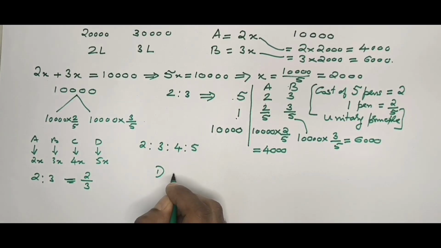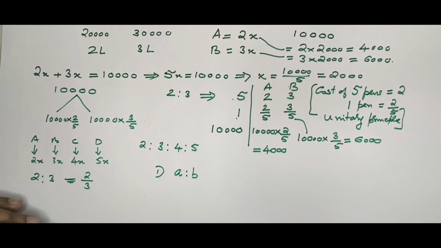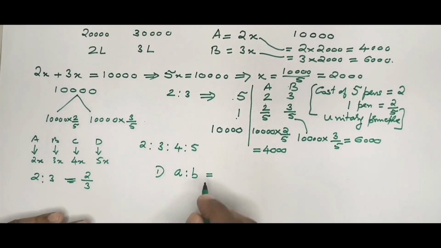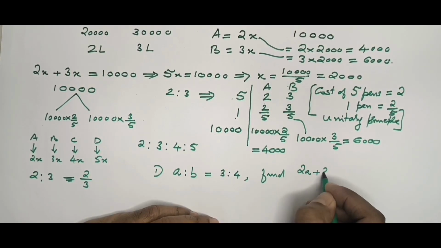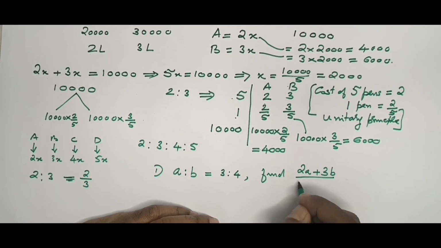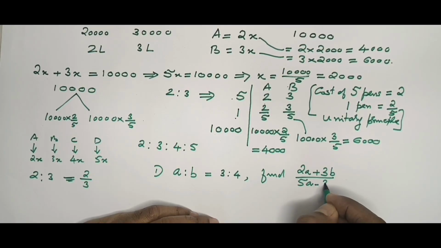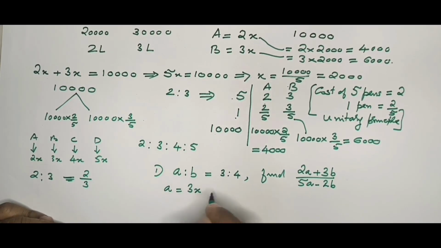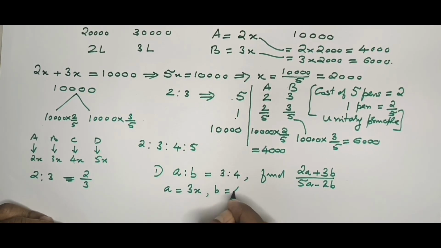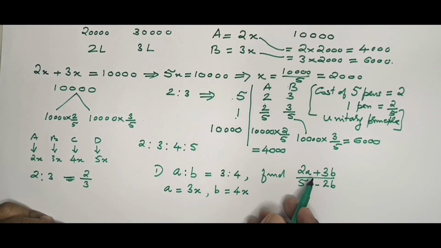The first one. Supposing I say A is to B equals 3 is to 4, then find the value of this algebraic expression (2A plus 3B) divided by (5A minus 2B). Yeah, here we will use the basic definition of ratio. This ratio means A is 3x and B is 4x. Then you substitute 3x and 4x in the required expression.